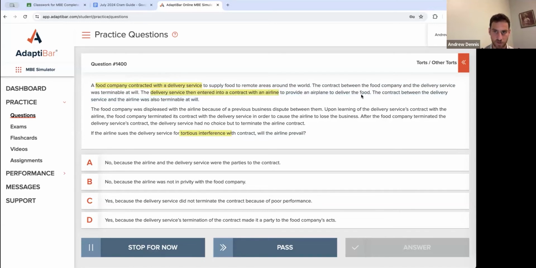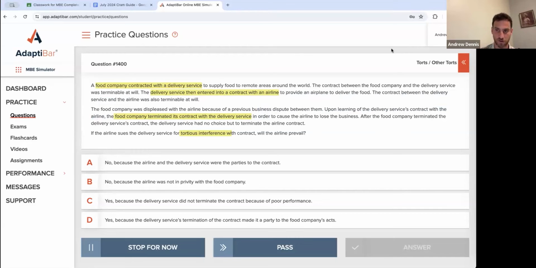Okay. Also terminable at will. The food company was displeased with the airline because of a previous business dispute between them. Upon learning of the delivery services contract with the airline, the food company terminated its contract with the delivery service in order to cause the airline to lose its business. After the food company terminated the delivery services contract, the delivery service had no choice but to terminate the airline contract. The airline sues the delivery service for tortious interference with contract.